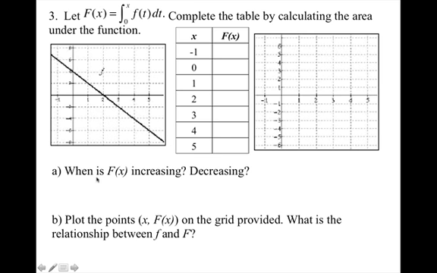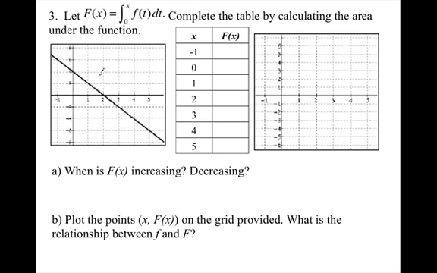Then you're going to determine when big F is increasing or decreasing. Then you're going to plot the points x comma big F of x, so this table, on the grid provided. And then you're going to see if you can see a relationship between little f and big F.